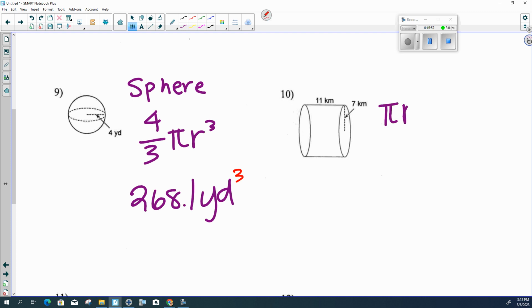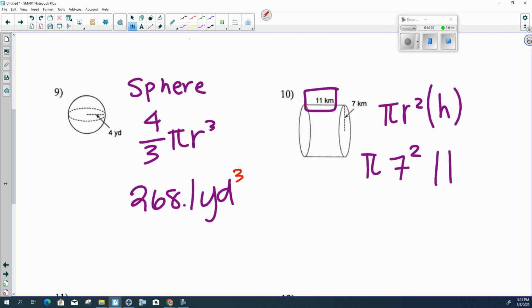Cylinder, pi r squared times the height. It's kind of laying on its side. So the 11 is my height. They do give me the radius. And this one ends up being 1,693.3 kilometers to the power of 3, 3 dimensions.